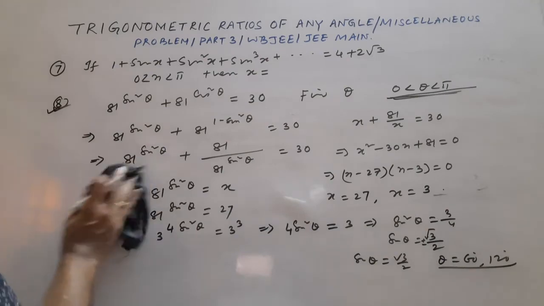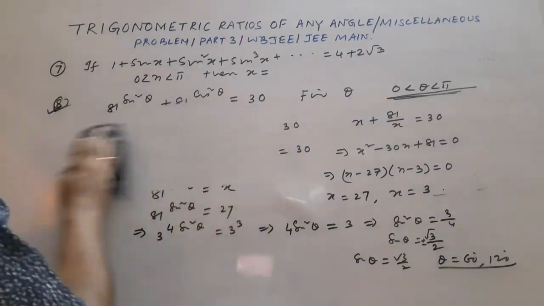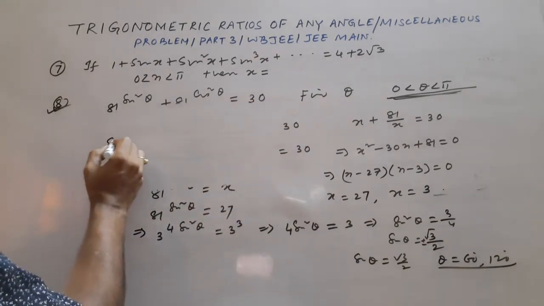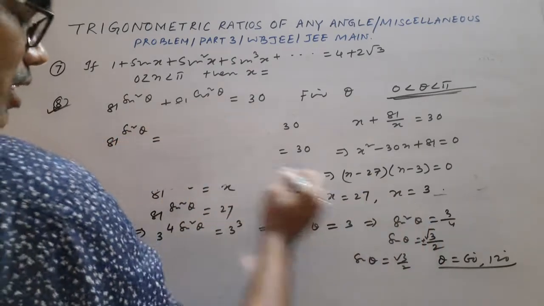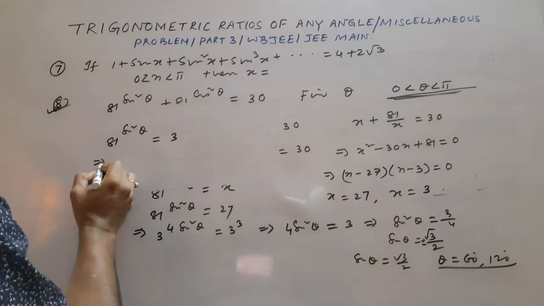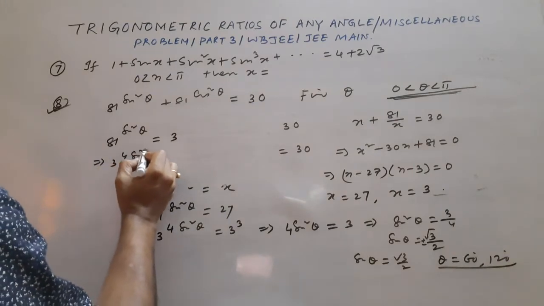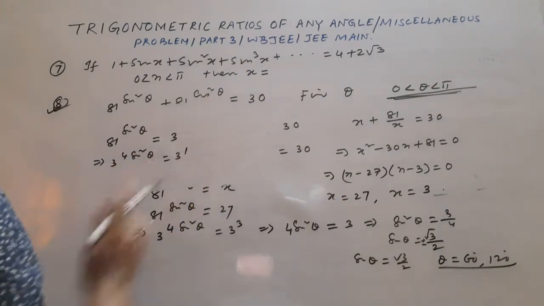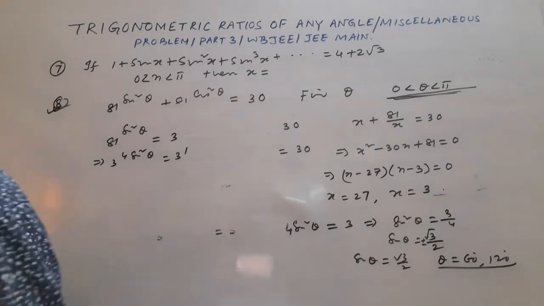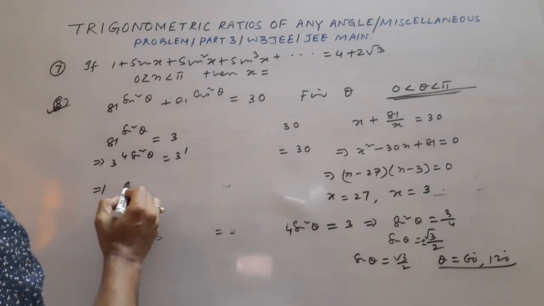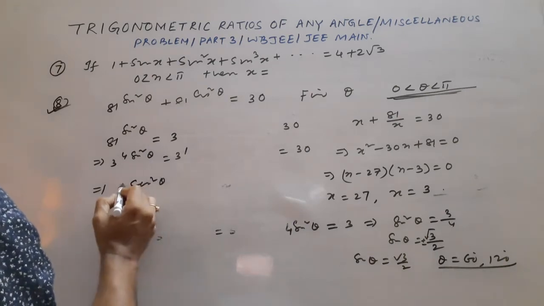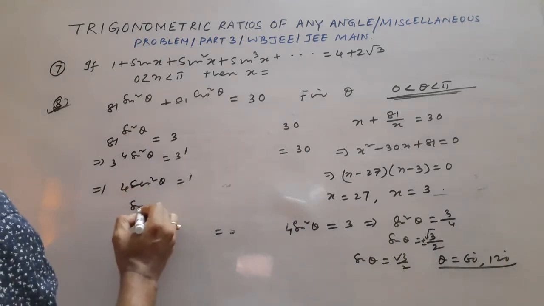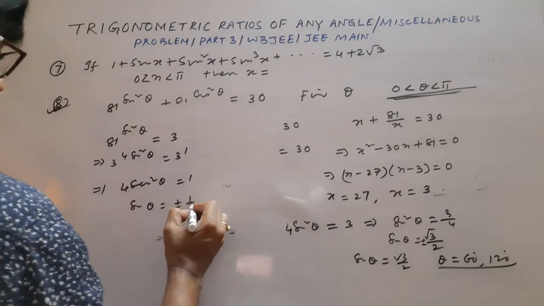So it is also given. 81 to the power sin square theta equals x. What is x? x is 3. So 3 to the power 4 sin square theta equals 3 to the power 1. So 4 sin square theta equals 1, so sin square theta equals 1 by 4. So sin theta equals plus minus half.